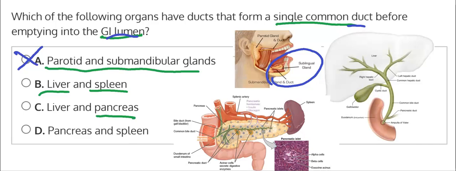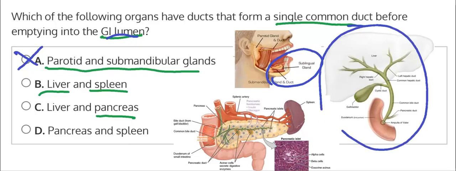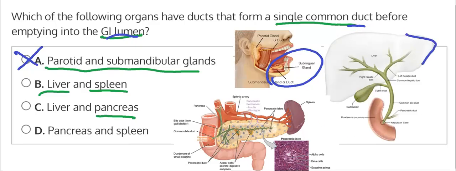Option B says liver and spleen. If we take a look at this diagram here, we see that we've got our liver over here, and the spleen is not part of this diagram. The spleen would be over here. Taking a look at the liver, we could see that the hepatic duct that's part of the liver goes from the liver down into the GI tract. So that is correct about the liver. The liver does have a duct that empties from itself into the GI tract.